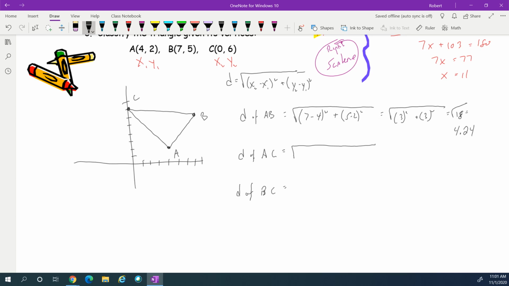So again, let's just fill it in. For the x's, it looks like 0 minus 4. And for the y's, 6 minus 2. And again, squared. So it looks like we have negative 4 squared plus 4 squared. And for AC, what do we get here? We get the square root of 32. And the square root of 32, if we grab a calculator, comes out to 5.7. So far, those are different.